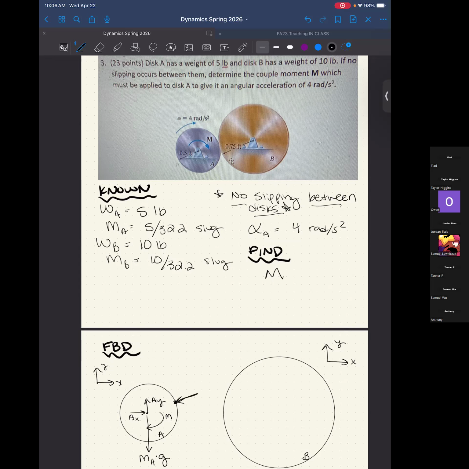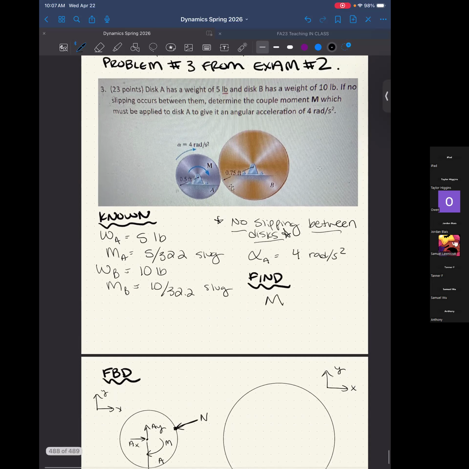Some people got confused about whether that normal force goes into or out of the circle, but it's impossible for a contact force to pull on a surface. It has to push on a surface. So it's going to push into A. And this is our normal.